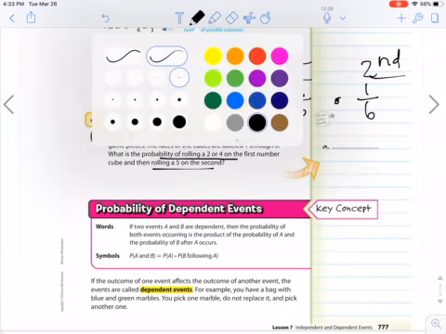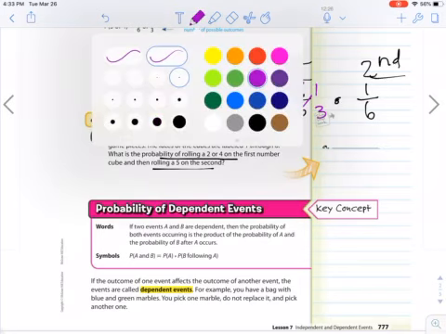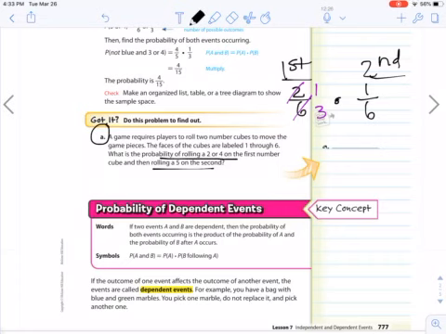And I'm going to go ahead and cross cancel. I can reduce 2/6 to 1/3. And there's nothing else I can cross cancel right now. So we end up with 1/18.